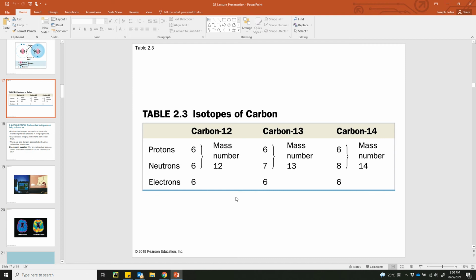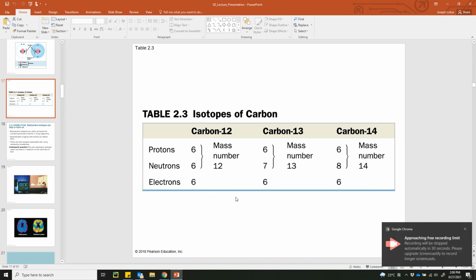So maybe you're thinking, well, wait a second, how can that still be carbon? Because look at the protons. The protons are always 6. If it has 6 protons, it's always carbon. The number of neutrons does not change the element. The number of neutrons just changes the isotope. So there's a carbon-12 isotope, a carbon-13 isotope, and even a carbon-14 isotope.